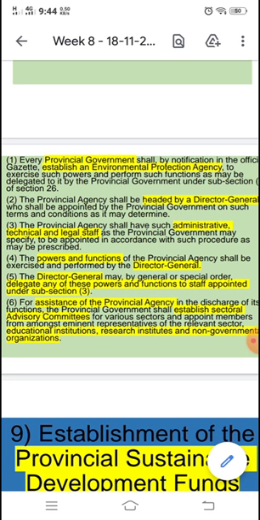And then the power and function of provincial agency shall be exercised and performed by the director general. Then he can also delegate his powers to any staff which he is going to appoint.